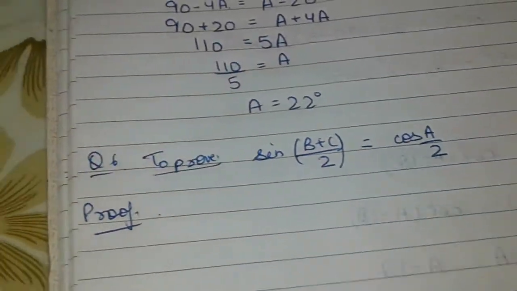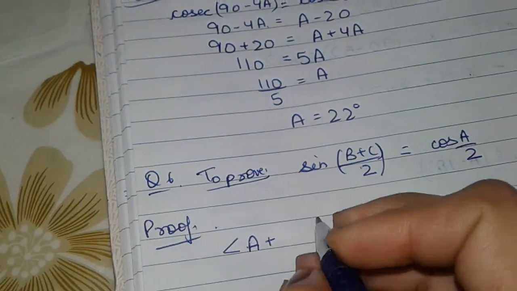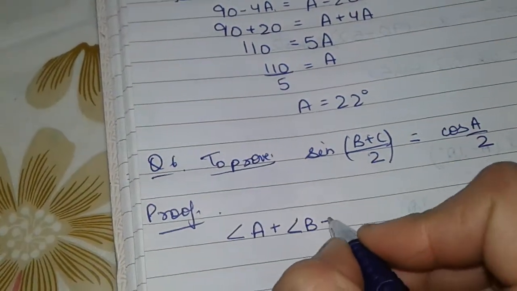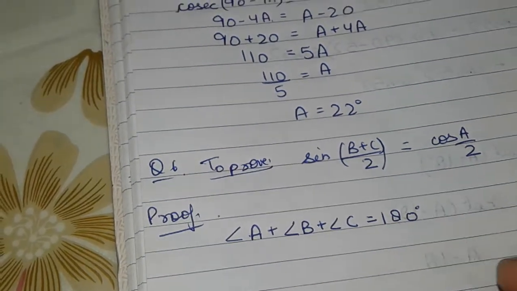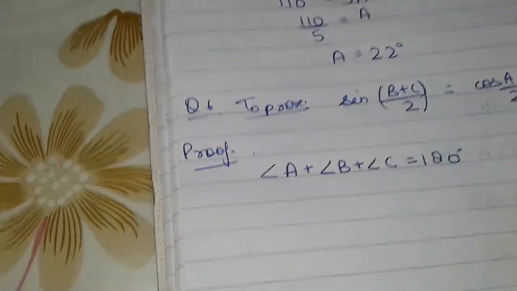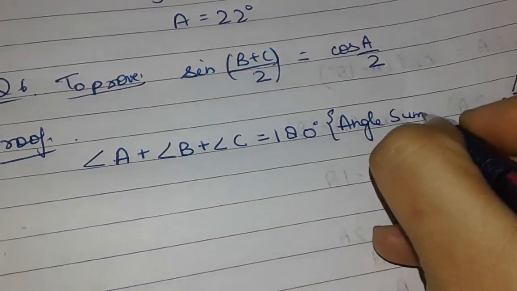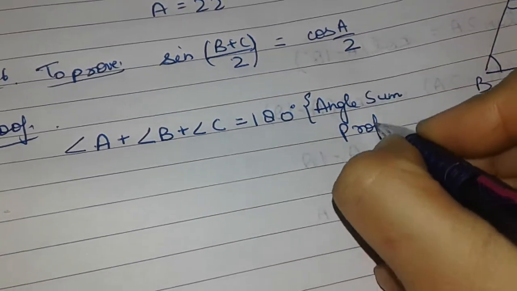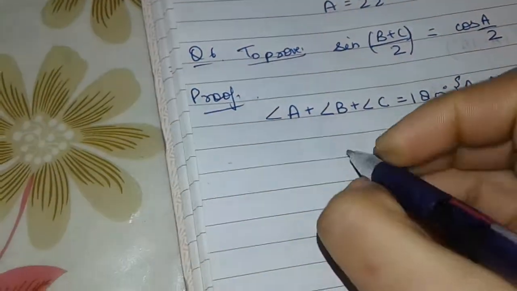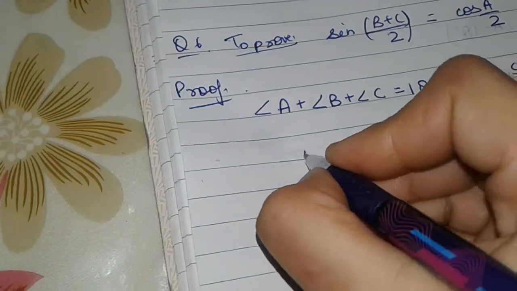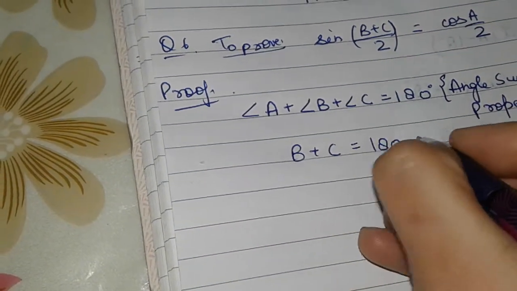Now, as we know, the angle sum property is that the sum of all angles of a triangle is equal to 180 degrees. Angle A plus angle B plus angle C will be equal to 180 degrees due to the angle sum property of a triangle. Okay, now find the value of B plus C from this equation. Angle B plus C will be equal to 180 minus A.